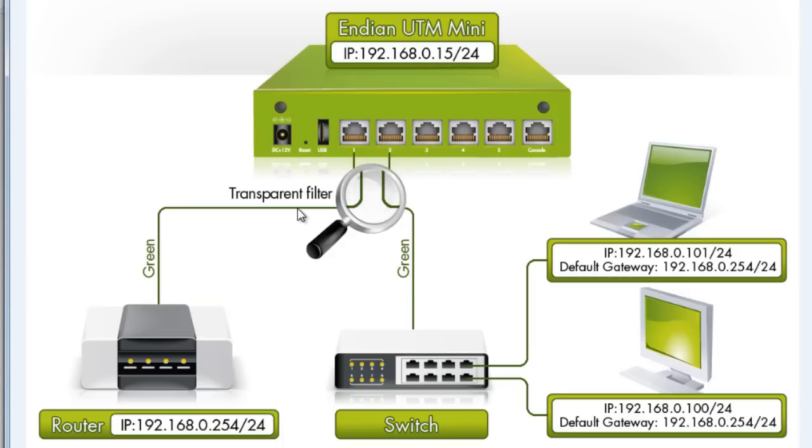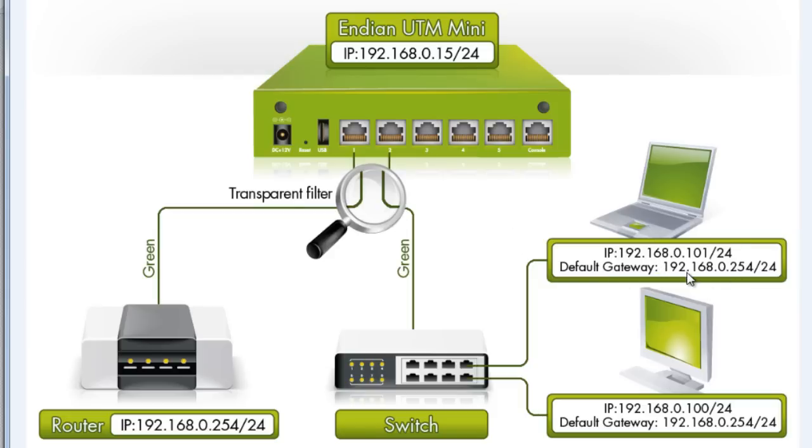Or another thing you could do is set up the Endian UTM Mini as a transparent proxy in line. So in this case, here's the router gateway that we have. Notice it's connected to the Endian UTM Mini on switch port 1 on the green zone. But then instead, you're going to set up a second green zone port, let's say switch port 2 in this example, which will then go to the switch and then go to your users. In this case, this is a transparent proxy.